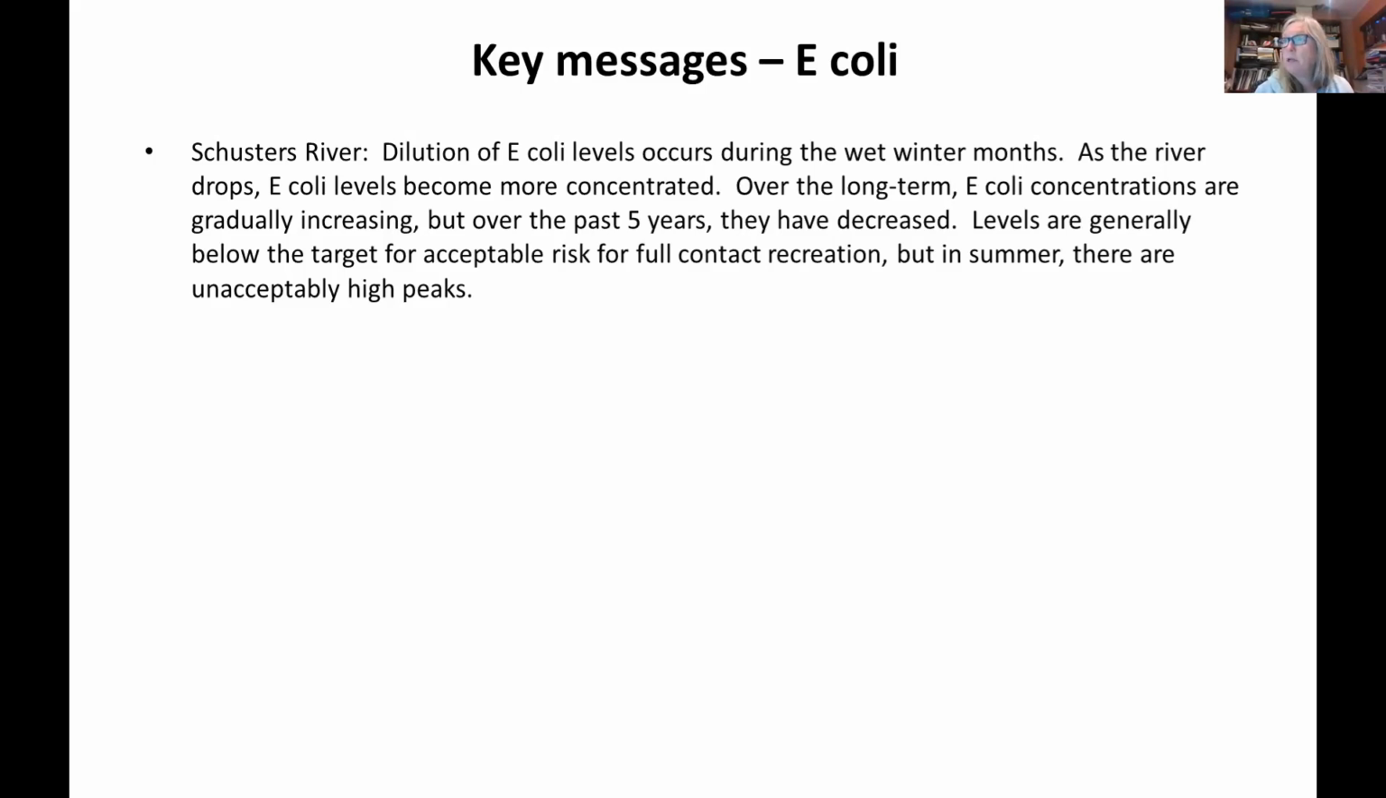And over the long term for the Schisters River, the E. coli concentrations do seem to be gradually increasing, but over the past 5 years have decreased. So I would think that over the long term, you probably are getting trends that are going up and down. So one would need to look at that a little bit more closely. Levels are generally below the target for acceptable risk for full contact, but in summer there are unacceptably high peaks, which we need to be very aware of and very careful of.